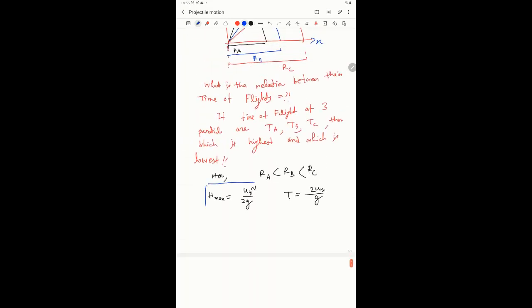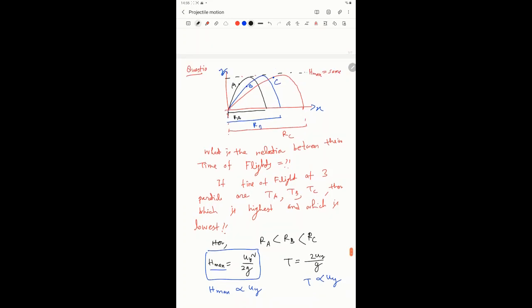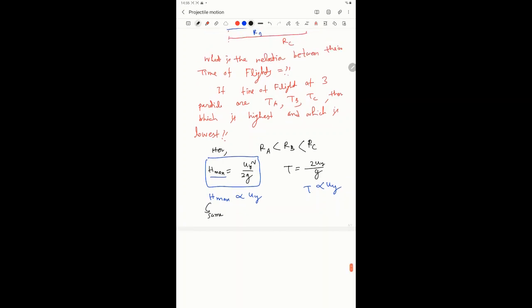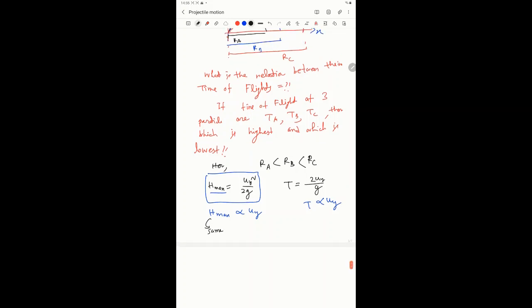We can see from these formulas that H max is proportional to uy, and T is also proportional to uy. Now H max is same for the 3 particles, and G, the acceleration due to gravity, is also same for the 3 particles. So uy is same for the 3 particles.